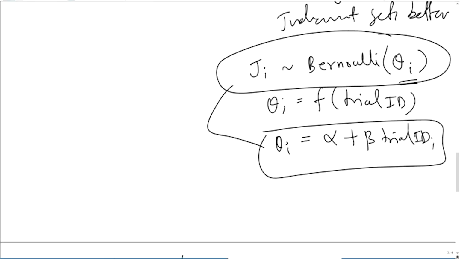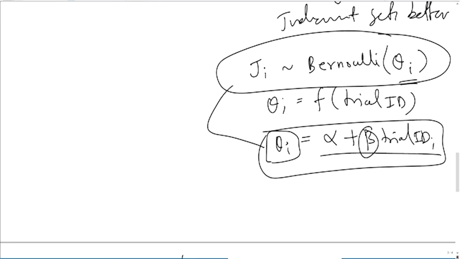And what is that? The problem is that this parameter theta I can only take values between 0 and 1. So the parameter theta is constrained to take values between 0 and 1. And when we define a linear function like this, theta equals alpha plus beta into trial ID, it is very difficult to ensure that theta would have values between 0 and 1.